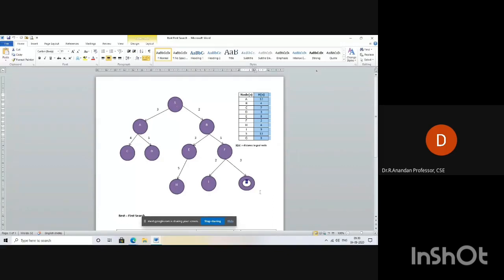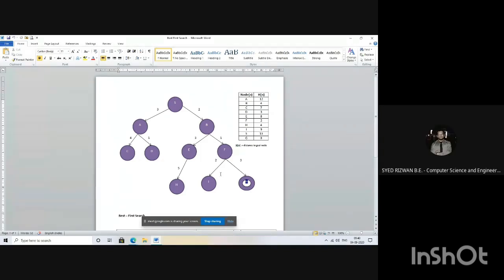The distance from node C to G, D to G, E to G, F to G, H to G, and I to G is given. Now the distance from S to A is 3, S to B is 2, A to C is 4, A to D is 1, B to E is 3. All this is given for you. Now can we go for the best first search? Till now, is there any doubt for you?